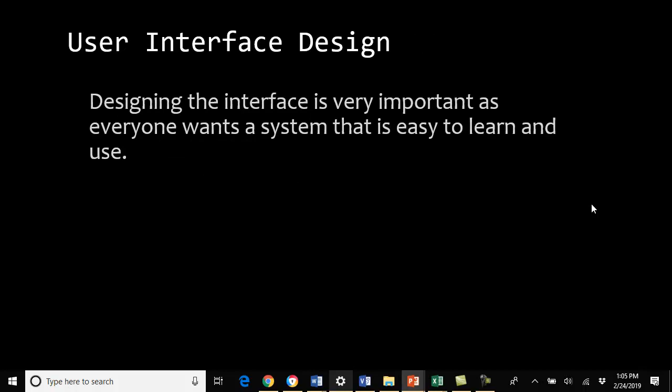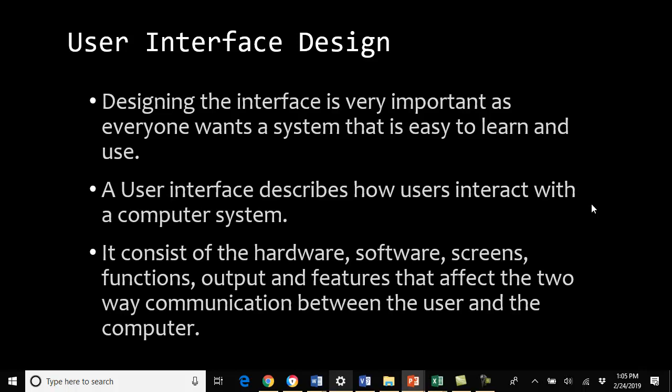Designing the interface. If we look at the interface design, it is exactly that. The interface design is very important. Everybody wants a system that is easy to learn. We know that. Designing the interface is very important, easy to learn and use. The user interface describes how the user interacts with the computer system. It consists of the hardware, software, screens, functions, outputs, and features that affect the two-way communication between the user and the computer. So let's look at that one more time. It's the hardware, software, screens, functions, outputs, and features that affect the two-way communication between the user and the computer.